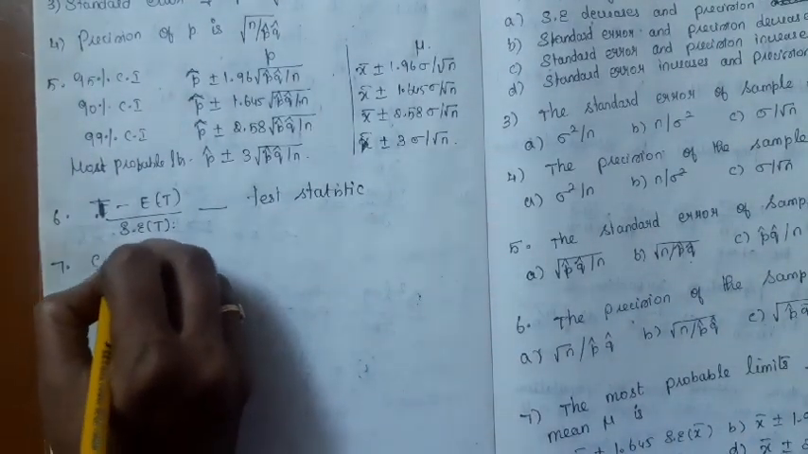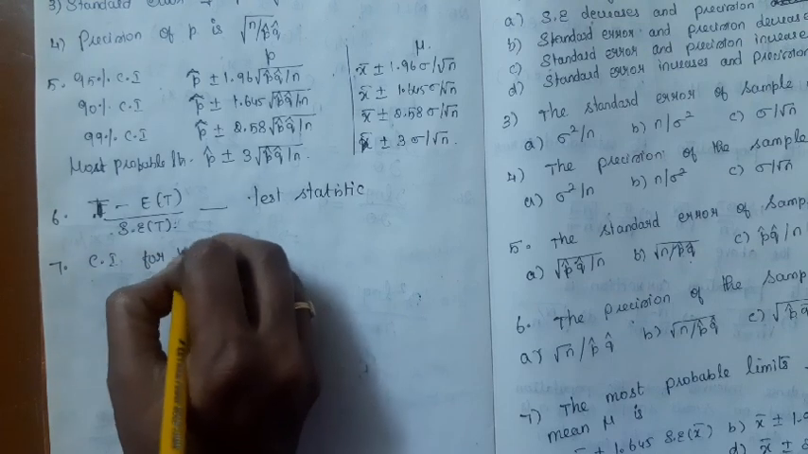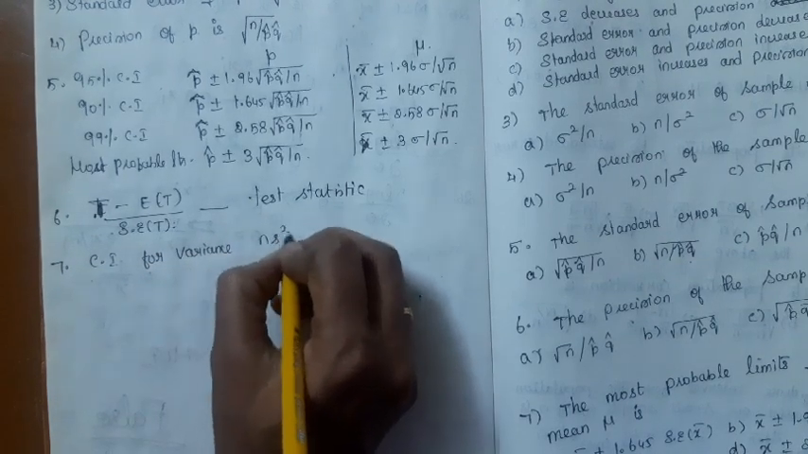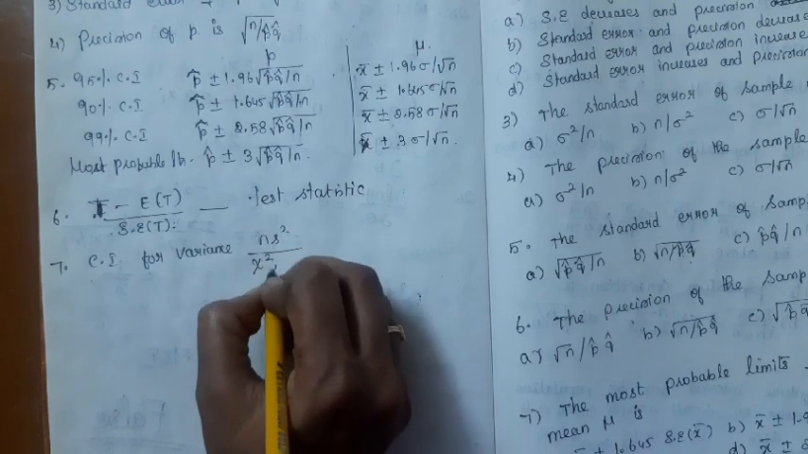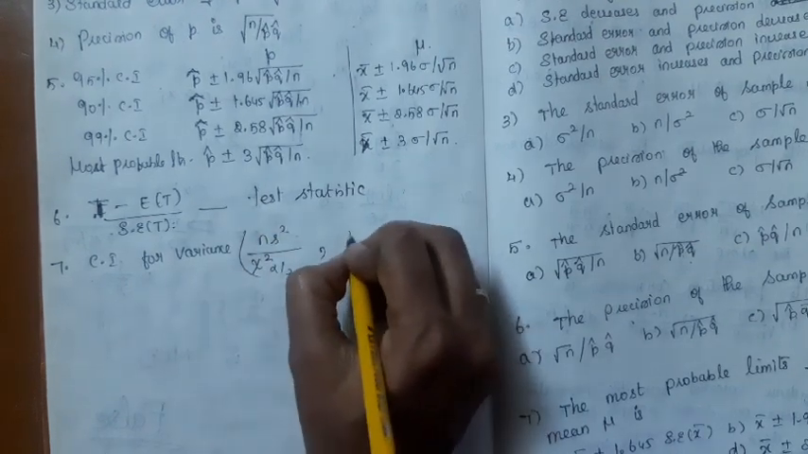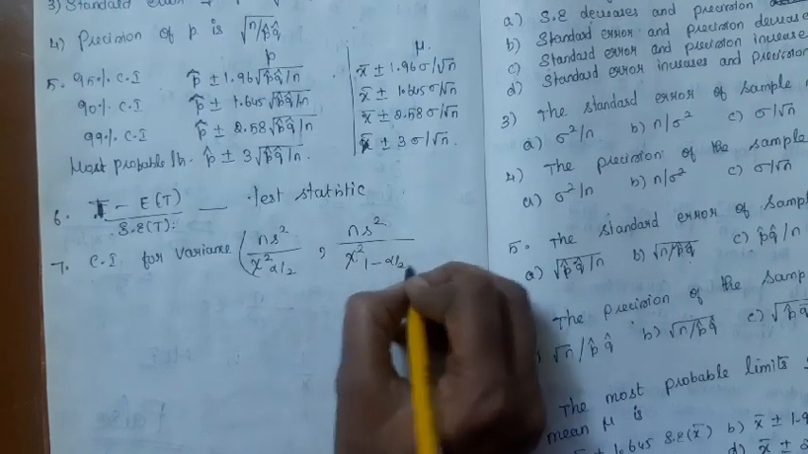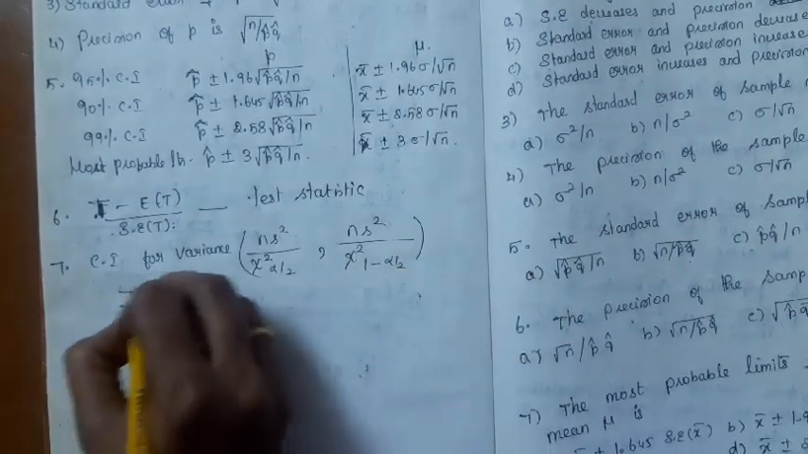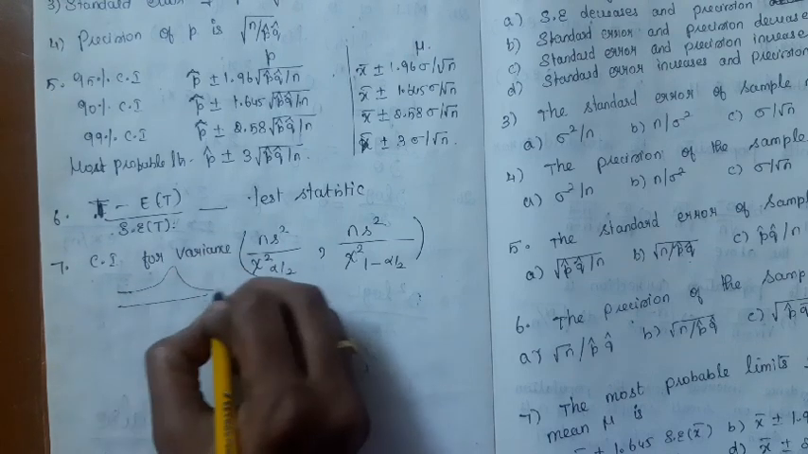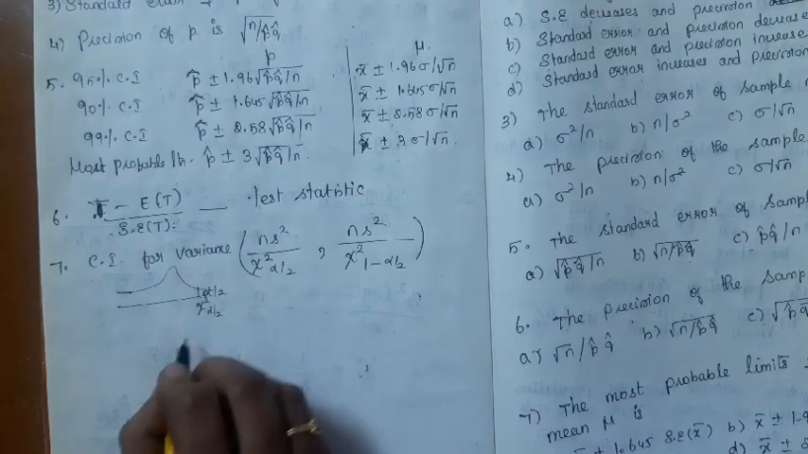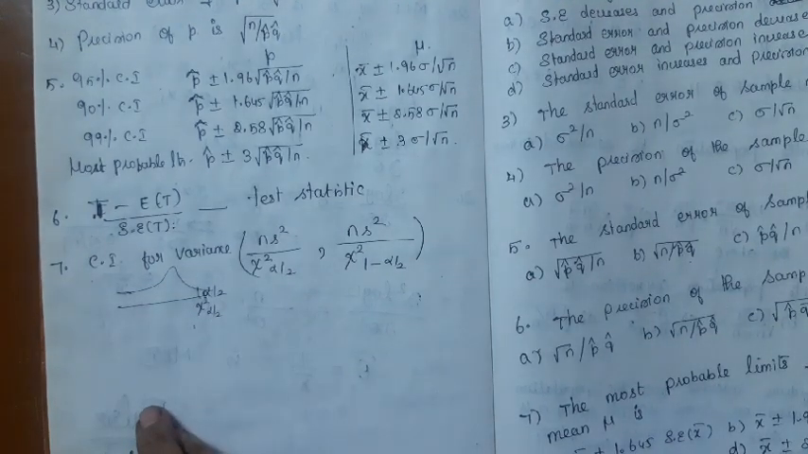Confidence interval for variance is n s square by chi square alpha by 2, comma n s square by chi square 1 minus alpha by 2. By chi square alpha by 2, we mean the area here is alpha by 2 and the ordinate is named as chi square alpha by 2, meaning that the area after that ordinate is alpha by 2.